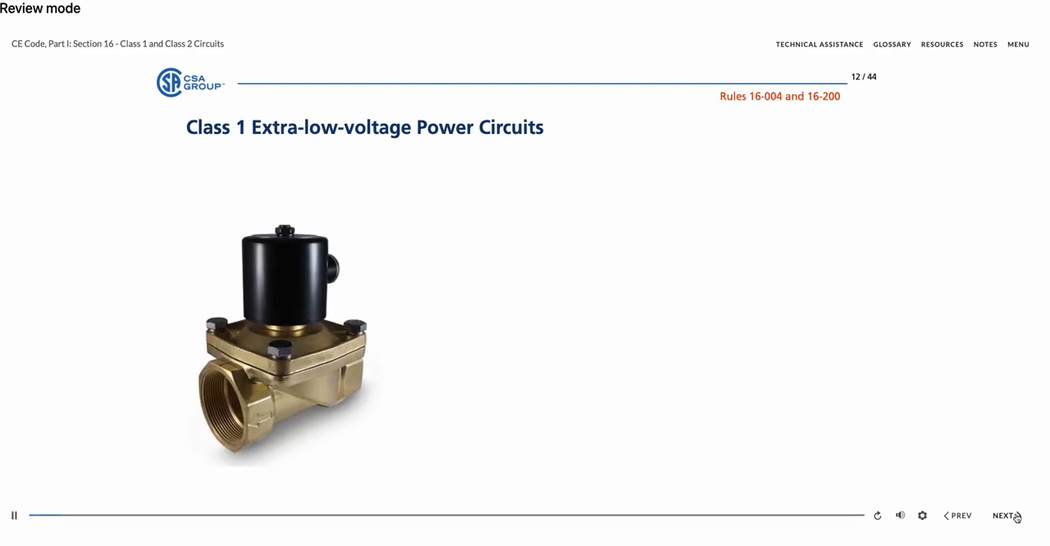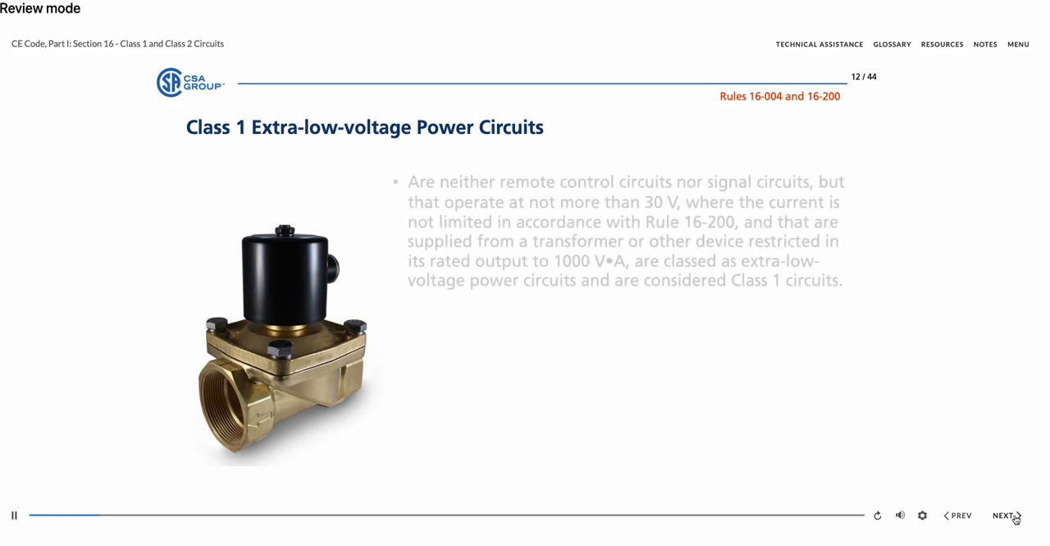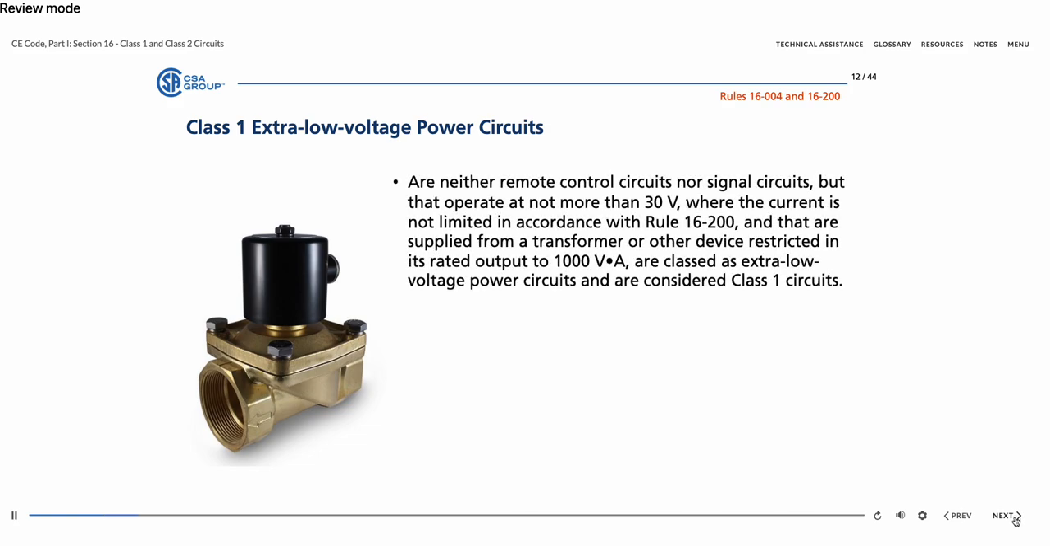Class 1 extra low voltage power circuits are circuits that are neither remote control circuits nor signal circuits, but that operate at not more than 30 volts, where the current is not limited in accordance with Rule 16-200, and that are supplied from a transformer or other device restricted in its rated output to 1000 VA, or voltamps, are classified as extra low voltage power circuits and are considered Class 1 circuits.